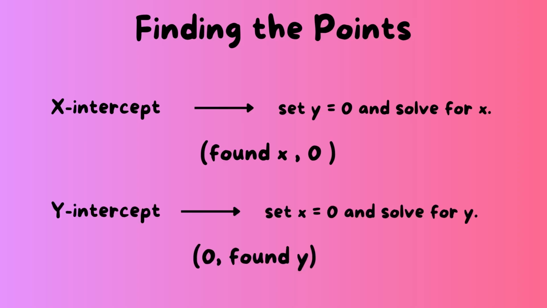The y-intercept is where the line crosses the vertical axis. Every point on the vertical axis has an x-coordinate of 0. So to find the y-intercept, we set x equal to 0 and solve for y. Once you find y, the intercept will be (0, y).